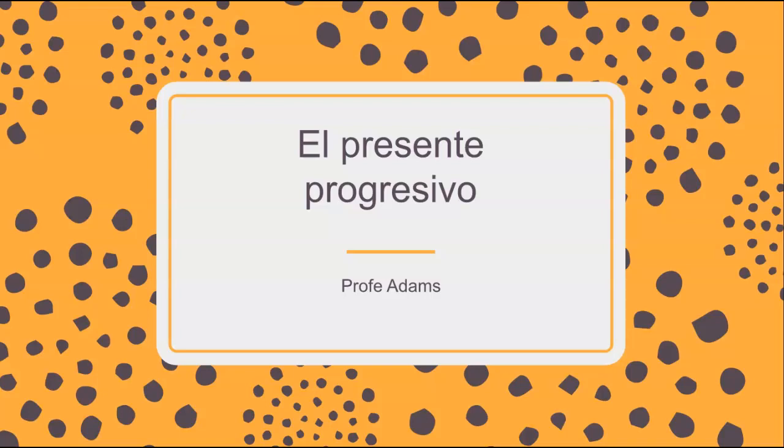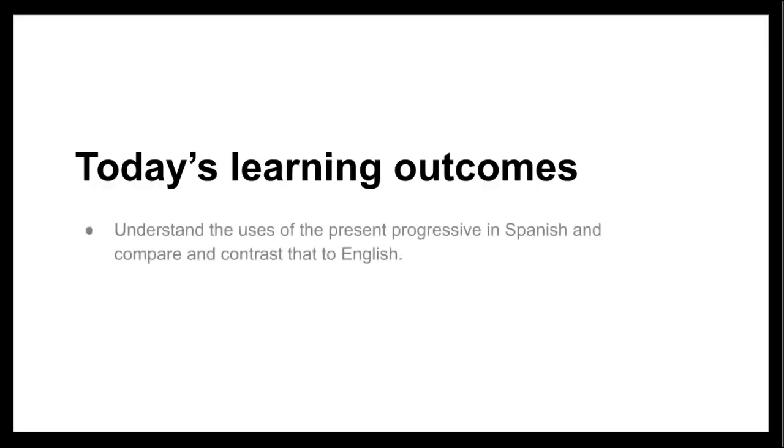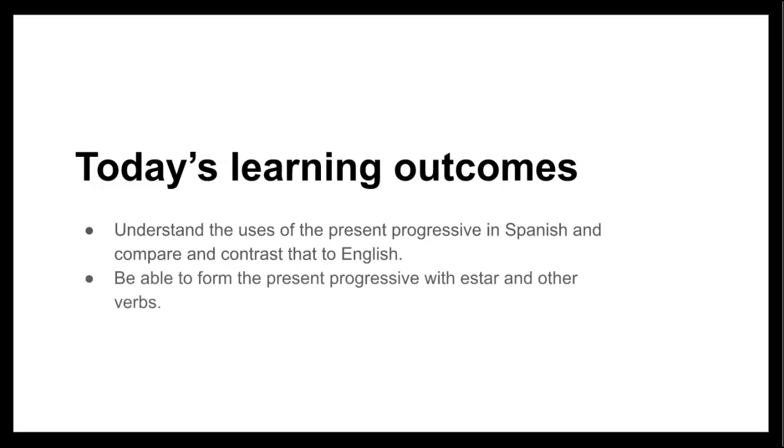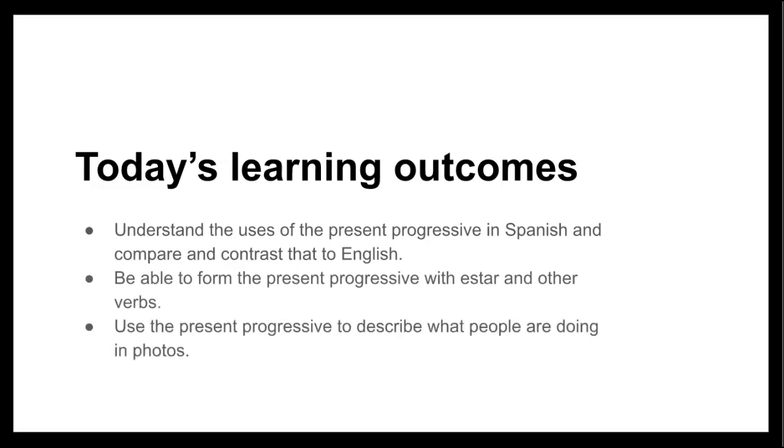Hoy vamos a hablar del presente progresivo, or in English, the present progressive. Today's learning outcomes: understand the uses of the present progressive in Spanish and compare and contrast that to English. Be able to form the present progressive with estar and other verbs. Use present progressive to describe what people are doing in photos.